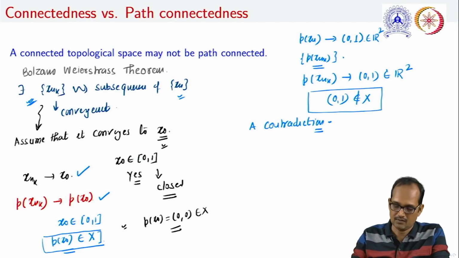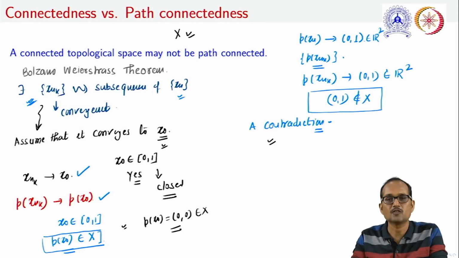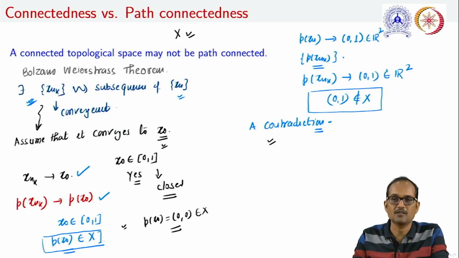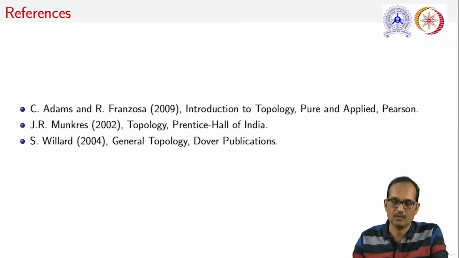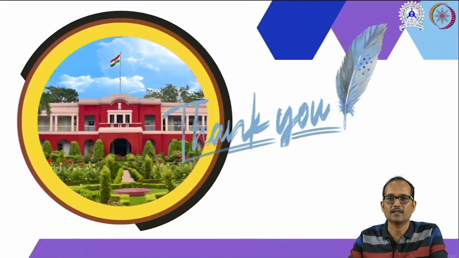Thus, our assumption that the space X is path connected is wrong, and hence this space is not path connected. So what exactly have we seen here? We have constructed an example of a space which is connected but not path connected. These are the references. That's all from this lecture. Thank you.